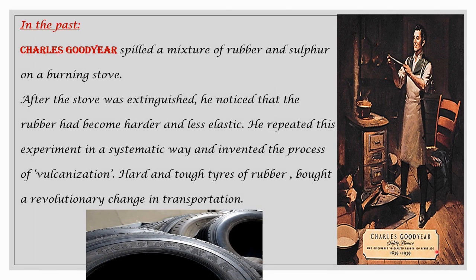Now students, in the past, Charles Goodyear spilled a mixture of rubber and sulfur on a burning stove. After the stove was extinguished, he noticed that the rubber had become harder and less elastic. He repeated this experiment in a systematic way and invented the process of vulcanization. So Charles Goodyear invented the process of vulcanization. Hard and tough tires of rubber brought a revolutionary change in transportation.